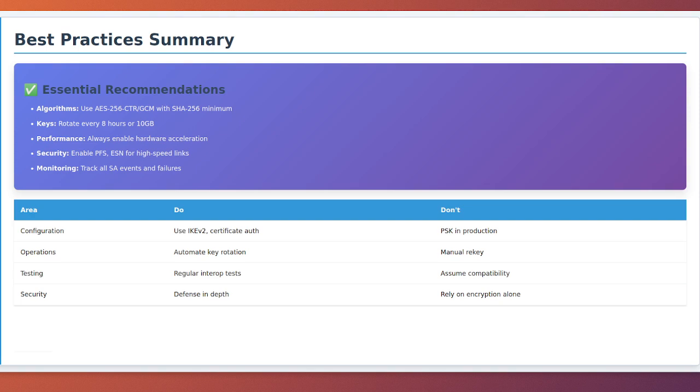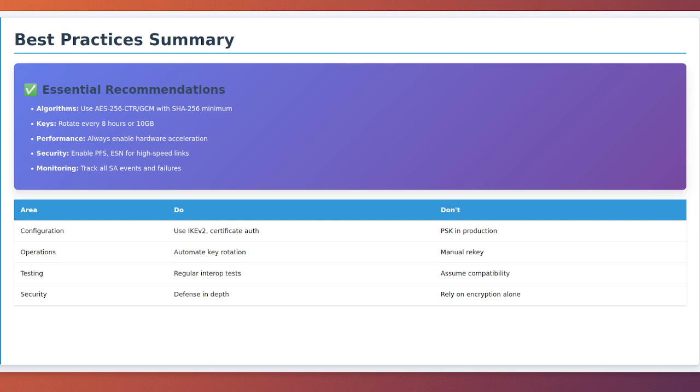Configuration management and documentation are essential for maintainability. Use configuration management tools to ensure consistent settings across all endpoints. Document all algorithm choices, key lifetimes, and policy decisions. Implement version control for configurations and maintain a changelog. Create runbooks for common operations like adding new tunnels or troubleshooting authentication failures. Regular configuration audits ensure compliance with security policies.